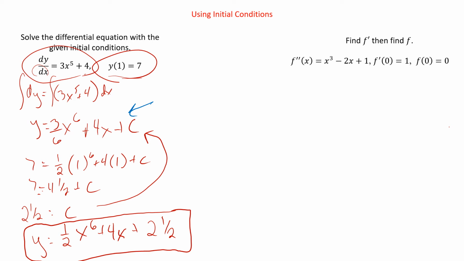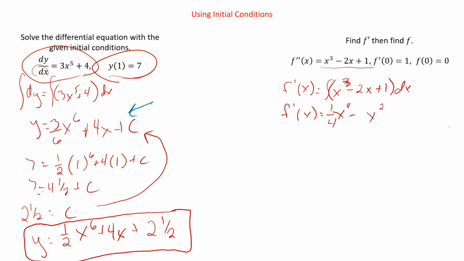The first one, we're just going to find the antiderivative of our second derivative. So f prime of x will equal the antiderivative of x cubed minus 2x plus 1 dx. That's a cubed. And so f prime of x equals, we have to add 1 to the exponent, so that'll be an x to the 4th, then divide by the new exponent, 4. Minus, add 1 to the exponent, that's x squared, divide by the new exponent, 2, plus 1x plus c. There's our first derivative, which would be the first antiderivative we're taking.